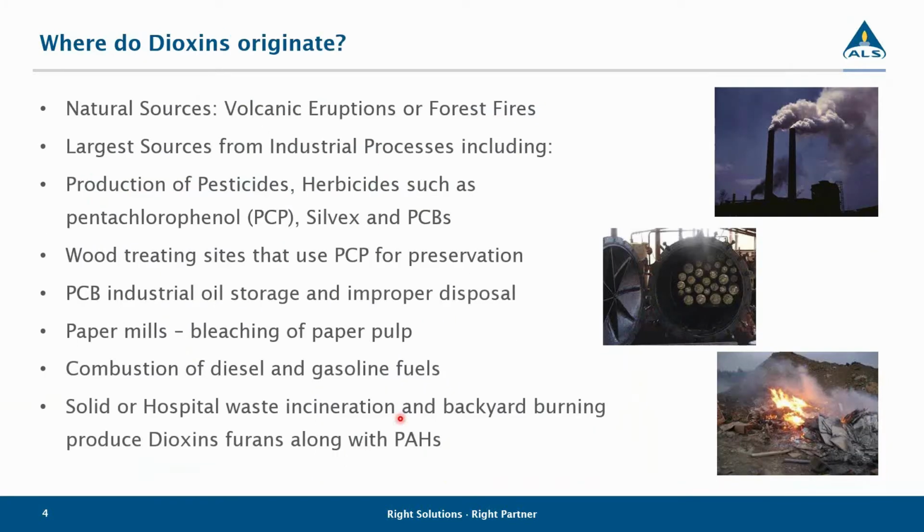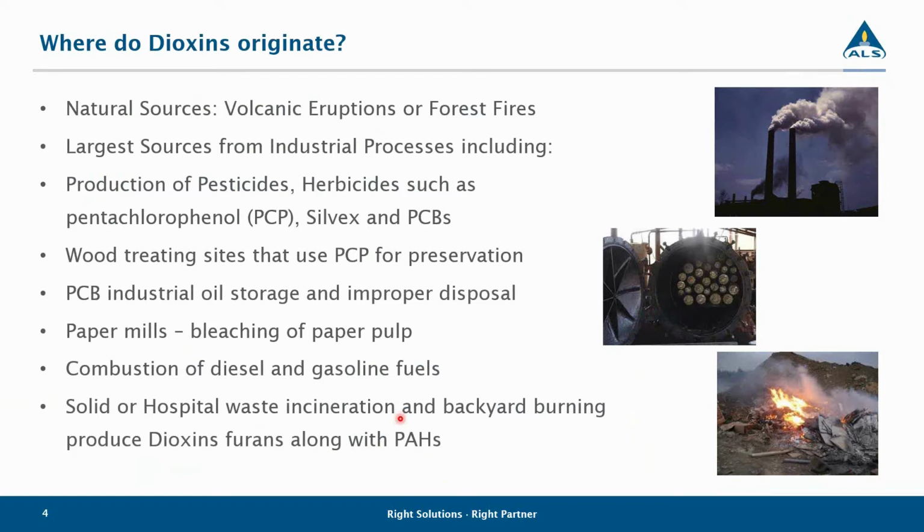So where do they come from? Natural sources of dioxins are forest fires or volcanic eruptions. However, the largest source of dioxin contamination comes from industry-related processes. Examples include the production of PCBs, pesticides such as Silvex, or herbicides such as PCP. Another source is the bleaching of paper pulp from paper mills producing dioxin.